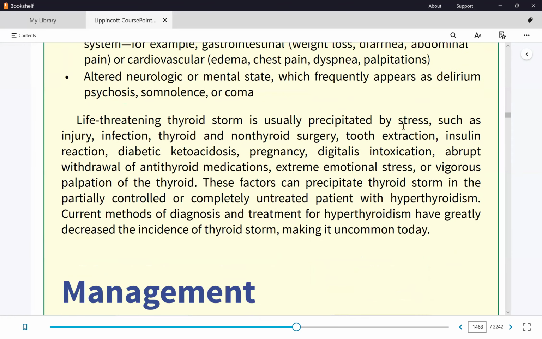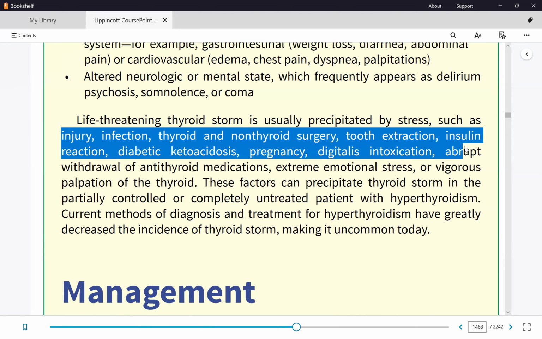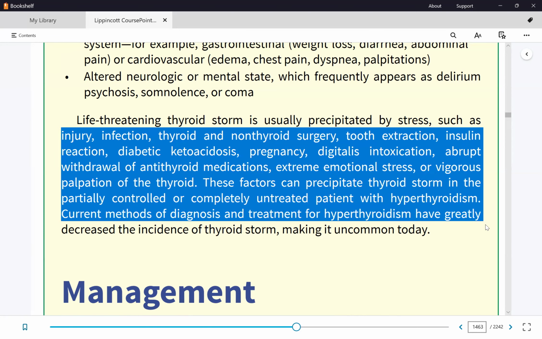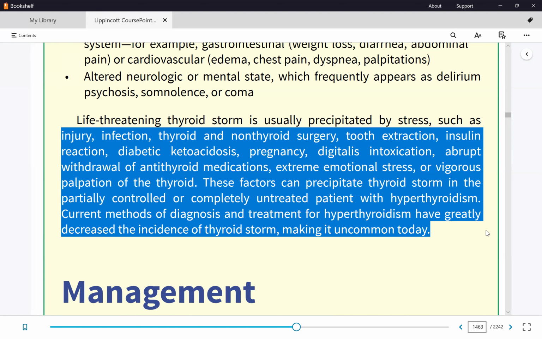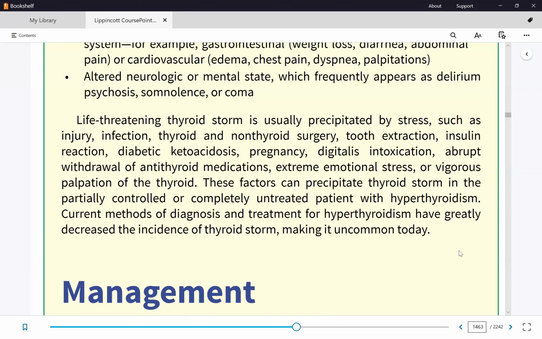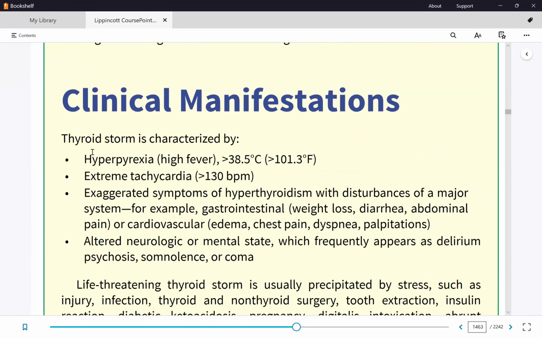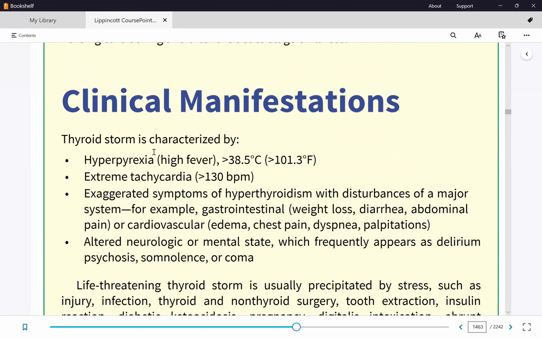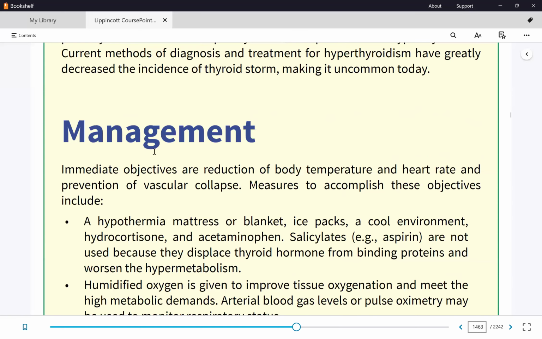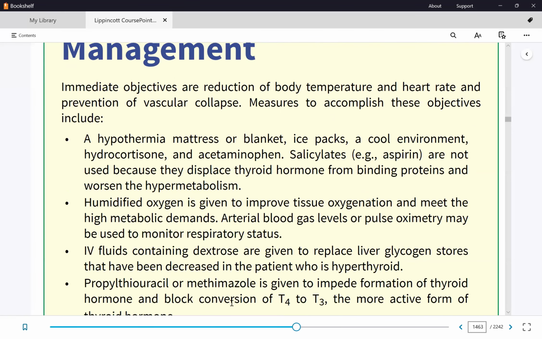Now, here are other forms of stressor. The chapter mentions a few. Okay, so injury, infection, surgery, tooth extraction. Okay, so is this really specific? No, it can be anything basically, right? Anything stressful can trigger thyroid storm. Okay, so once we see these symptoms in a patient with a diagnosis of Graves' disease or hyperthyroidism, what is our next action? Here are our interventions.